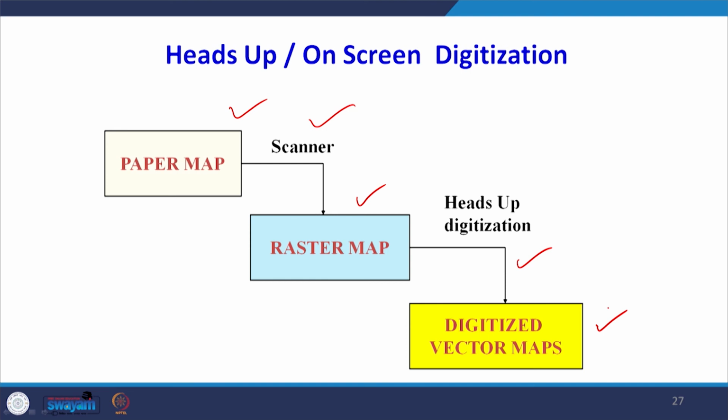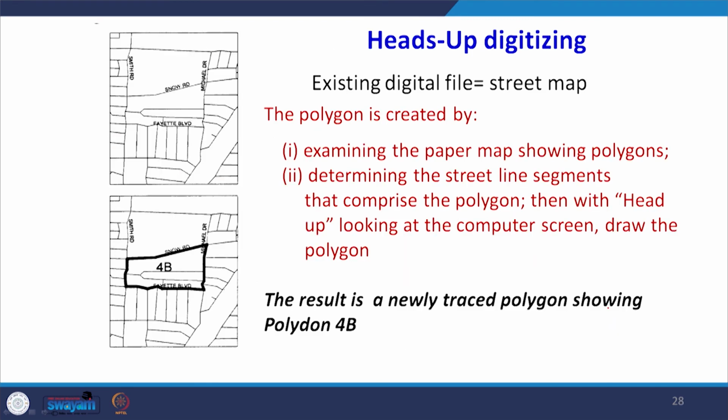But the advantage here is that the information is in digital mode, so one can zoom into the features in order to see the clarity. If a certain feature is not clear at the same scale, it can be zoomed and then a new map created. So this heads up digitization process is considered to be less cumbersome as compared to the heads down digitization process. One can digitize again the features which are of interest to us from the raster data.